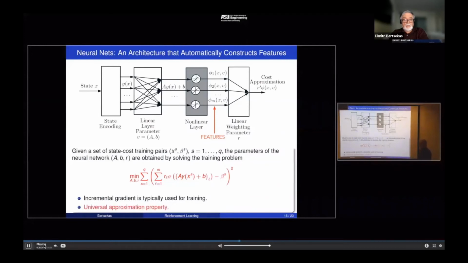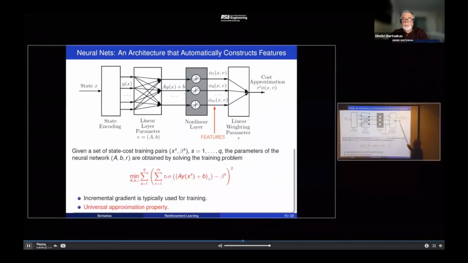Now, in the literature, neural networks are treated as magical objects, okay? They have magical properties. They can solve just about any problem. It's true that they have been very successful, but the most solid property of neural networks is this property here, the universal approximation property, which says that with a sufficiently rich linear layer and nonlinear layer, you can approximate arbitrarily closely just about any function that you're likely to encounter. This is the universal approximation property.